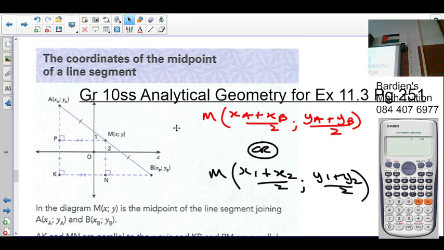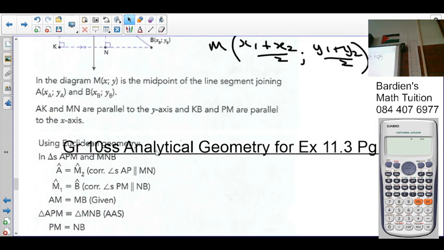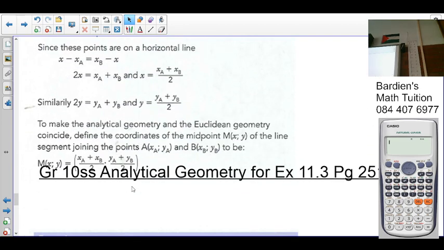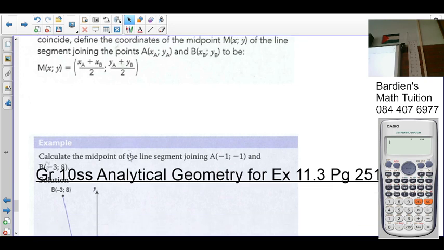Okay, so as it stands, we haven't made any recordings yet, but we are on exercise 11.3. We've done 11.1 and 11.2. We're experiencing load shedding at the time.